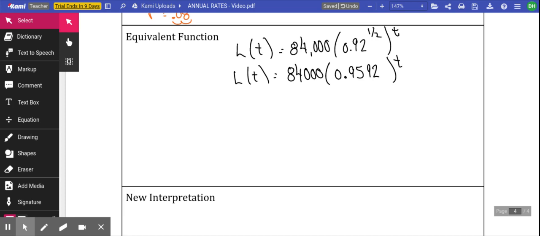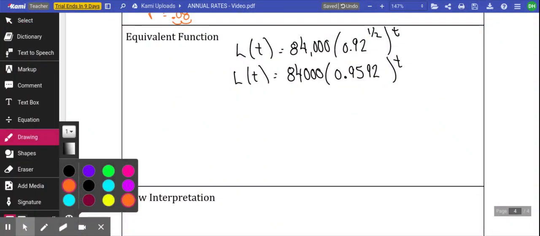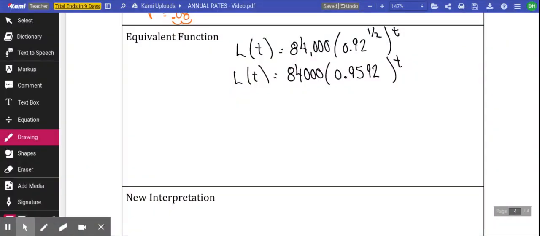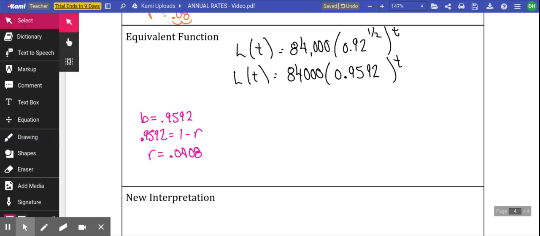All right. So, before I make my new interpretation, I always think these decay ones are always harder, right? So I'm going to do a little scrap work here. If we know that our base is 0.9592, then that means 0.9592 equals 1 minus r. r equals 1 minus 0.9592, 0.0408. Okay. So that's my rate of decrease.